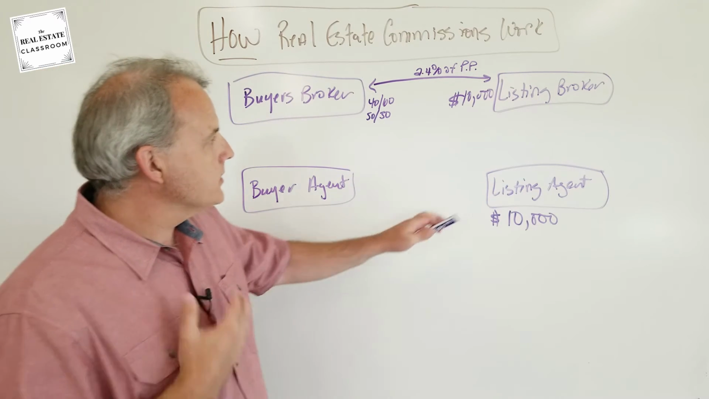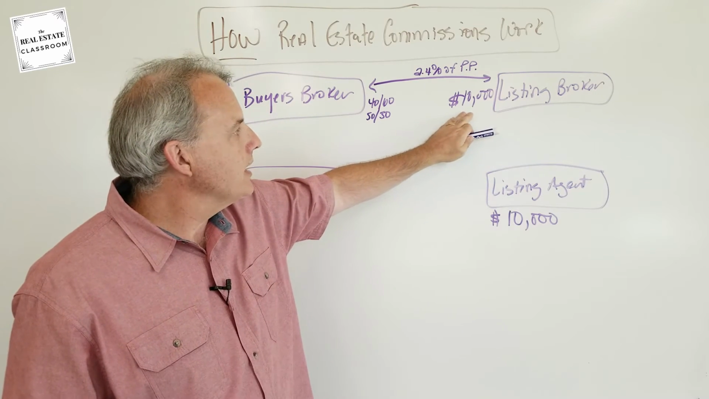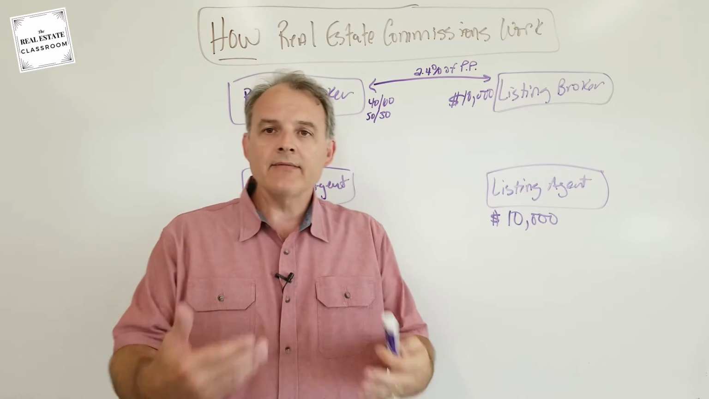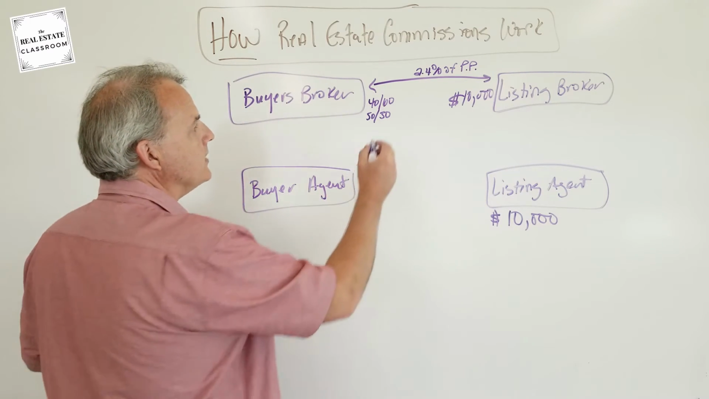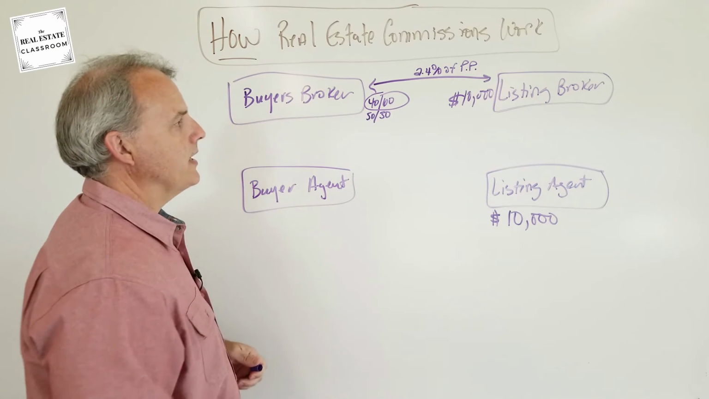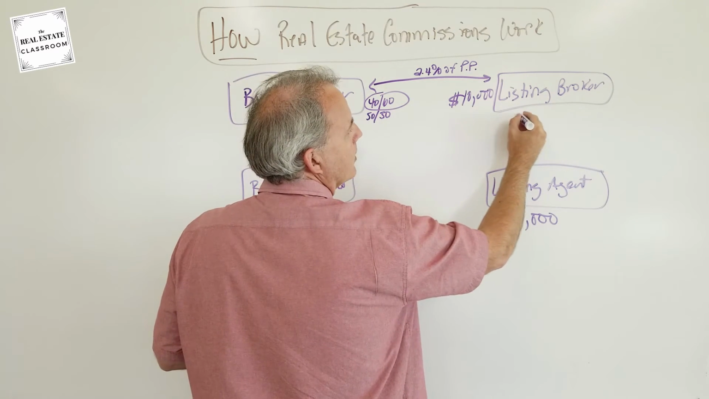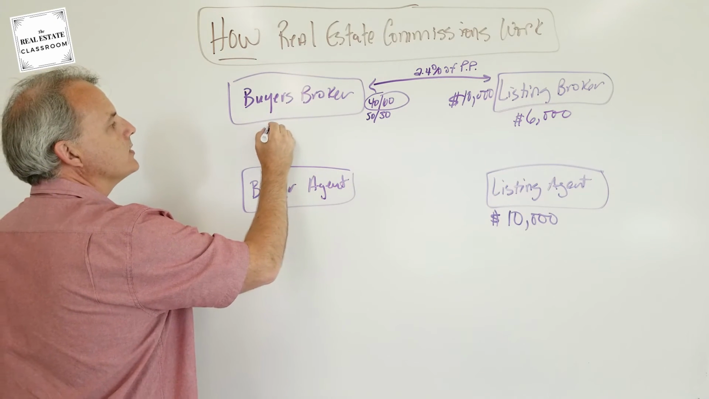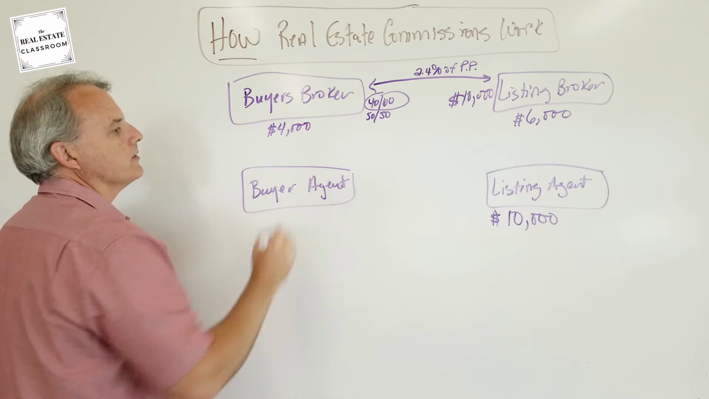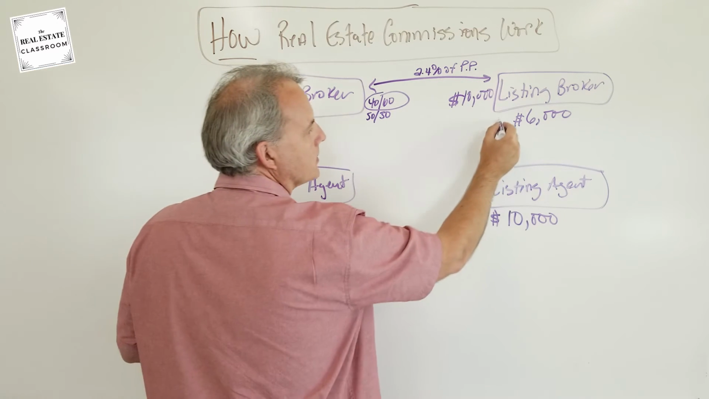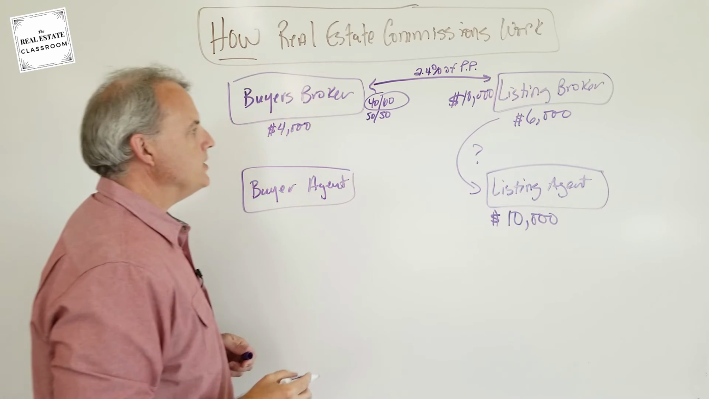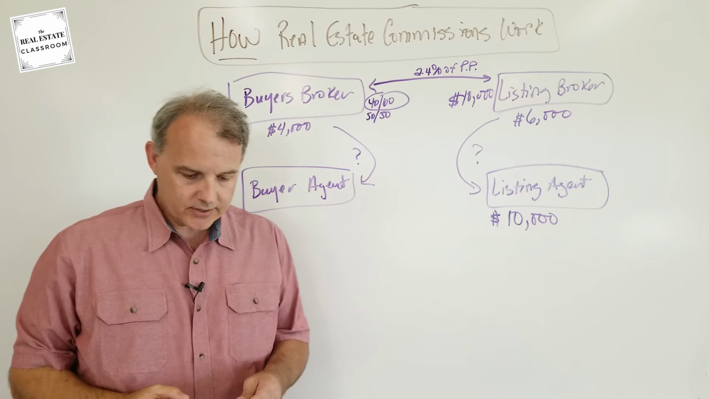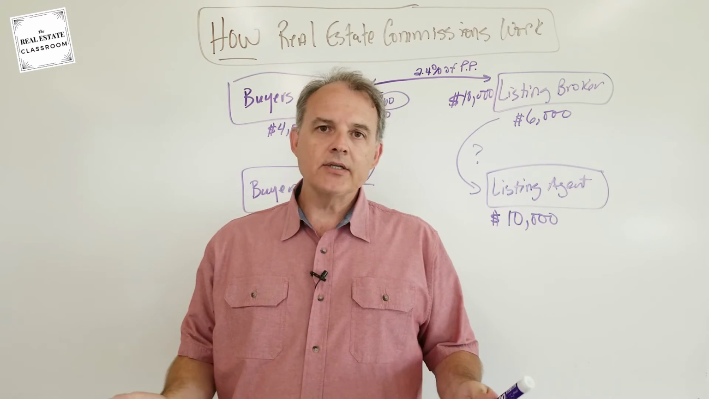So we have the listing broker that has collected $10,000. Now, how much is the buyer side going to get? Well, we're going to have a scenario. Let's say that it's a 60-40 scenario, for example. That means that the listing broker is going to collect and keep $6,000, and the buyer's broker is going to receive $4,000. Now, how much of this $6,000 does the listing agent get, and how much of this $4,000 does the buyer's agent get? And I can't answer that because it's across the board.